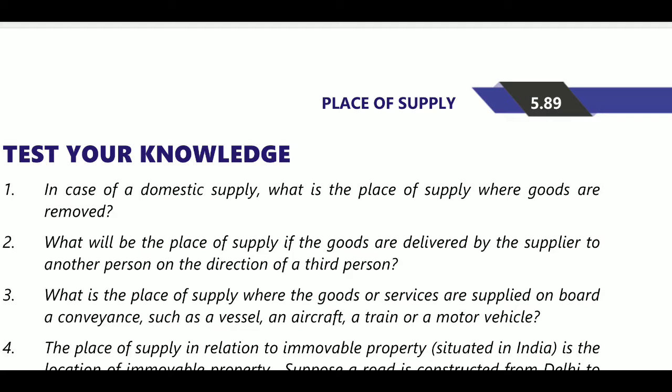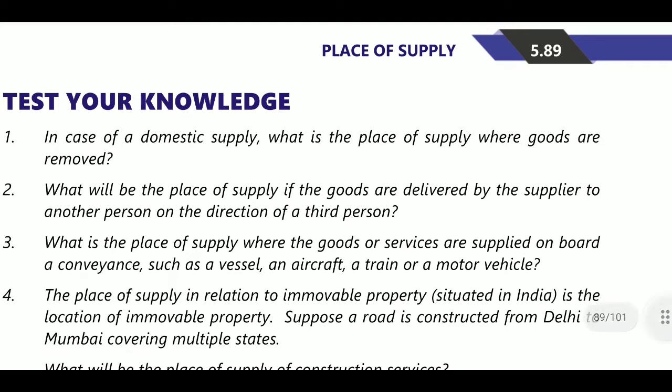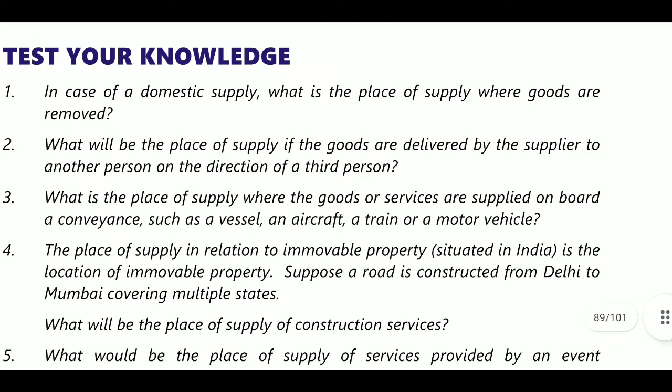So on the basis of those 4 sections, we will now discuss the test your knowledge questions. In case of domestic supply, what is there? Domestic supply means section 10 will deal with it. What is the place of supply where goods are removed? When goods are removed, the place of supply will be the location of the goods at the time when the movement of goods terminates for delivery to the recipient. Where the delivery is taking place, that is the place of supply in the case of domestic supplies. That is the first question.